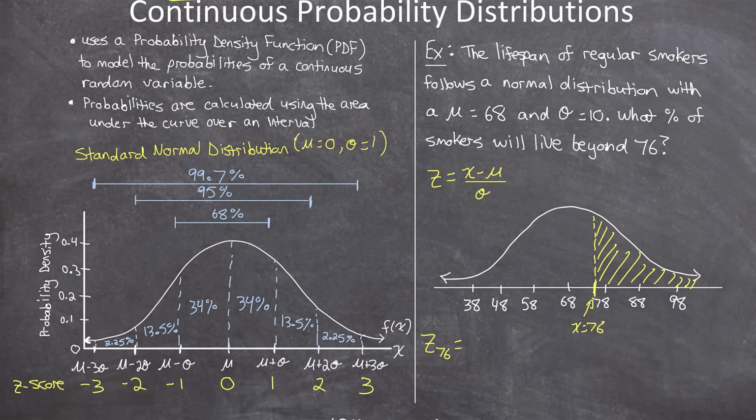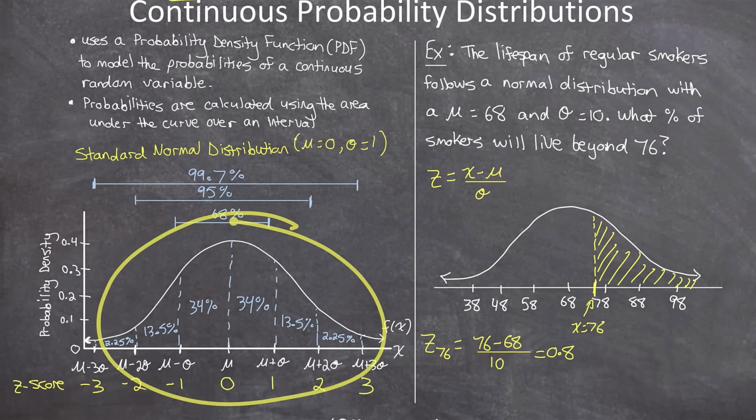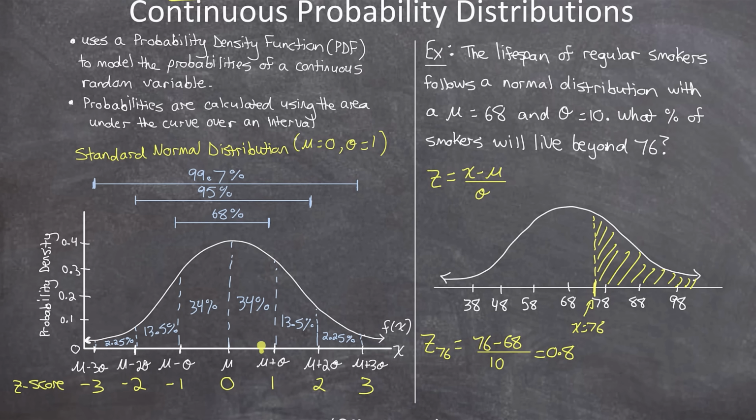So for the z-score for 76, I would do 76 minus the mean of 68, and then divide by the standard deviation of 10. And I figure out that the z-score is 0.8. And notice 0.8 on this standard normal graph would be right about here. Now if I found the area to the right on the standard normal graph, it would match exactly the area to the right of 76 on this graph.